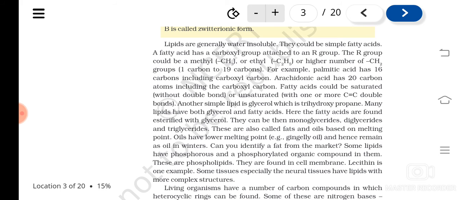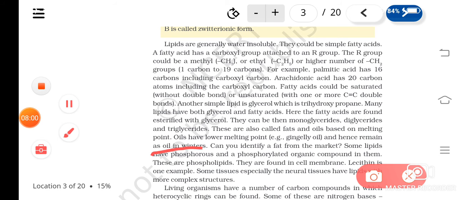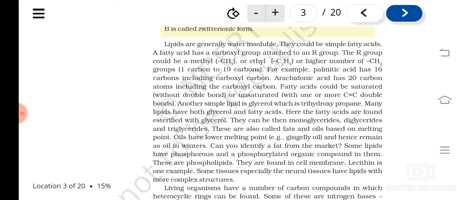Oils have a lower melting point, and that's why they remain oil in winters. During winters they remain as oil only, or they keep a liquid consistency. Understand? And what if the fats have a high melting point? Then they remain as what? Solids in winters. You can see coconut oil and all, isn't it? During the winter season what happens? They become what?